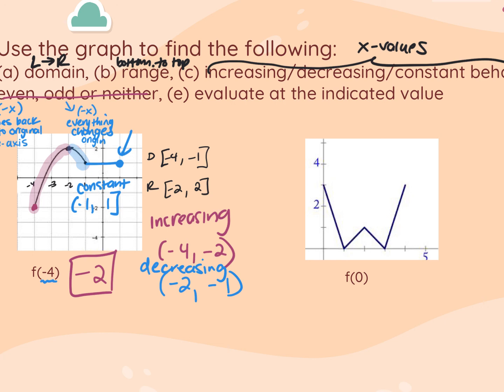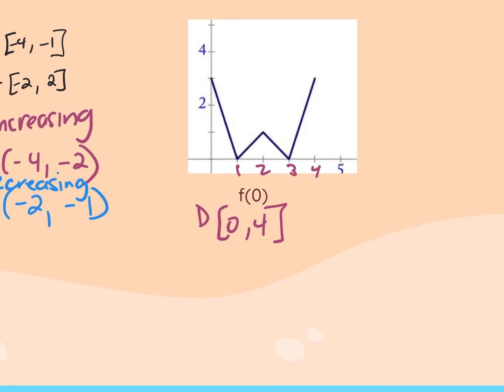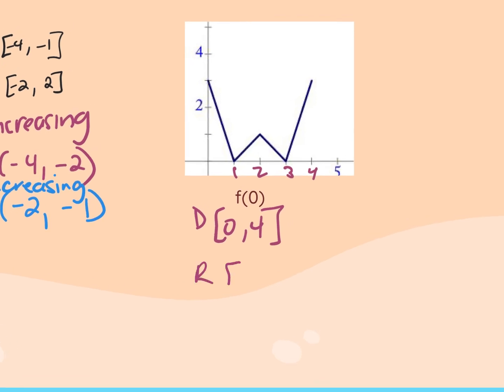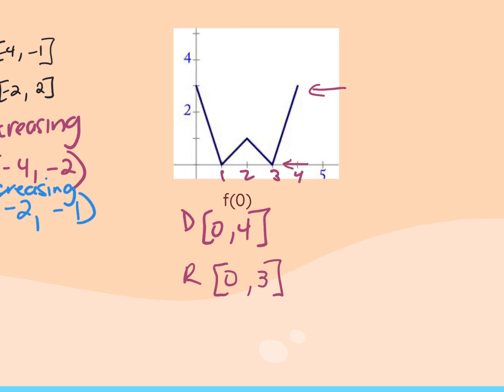And then the second one, my domain, so from left to right would be 0. This is 1, 2, 3. This is 4 to 4, both solid dots. My range would be 0 because the lowest point to the highest point, which is 3, both solid dots.